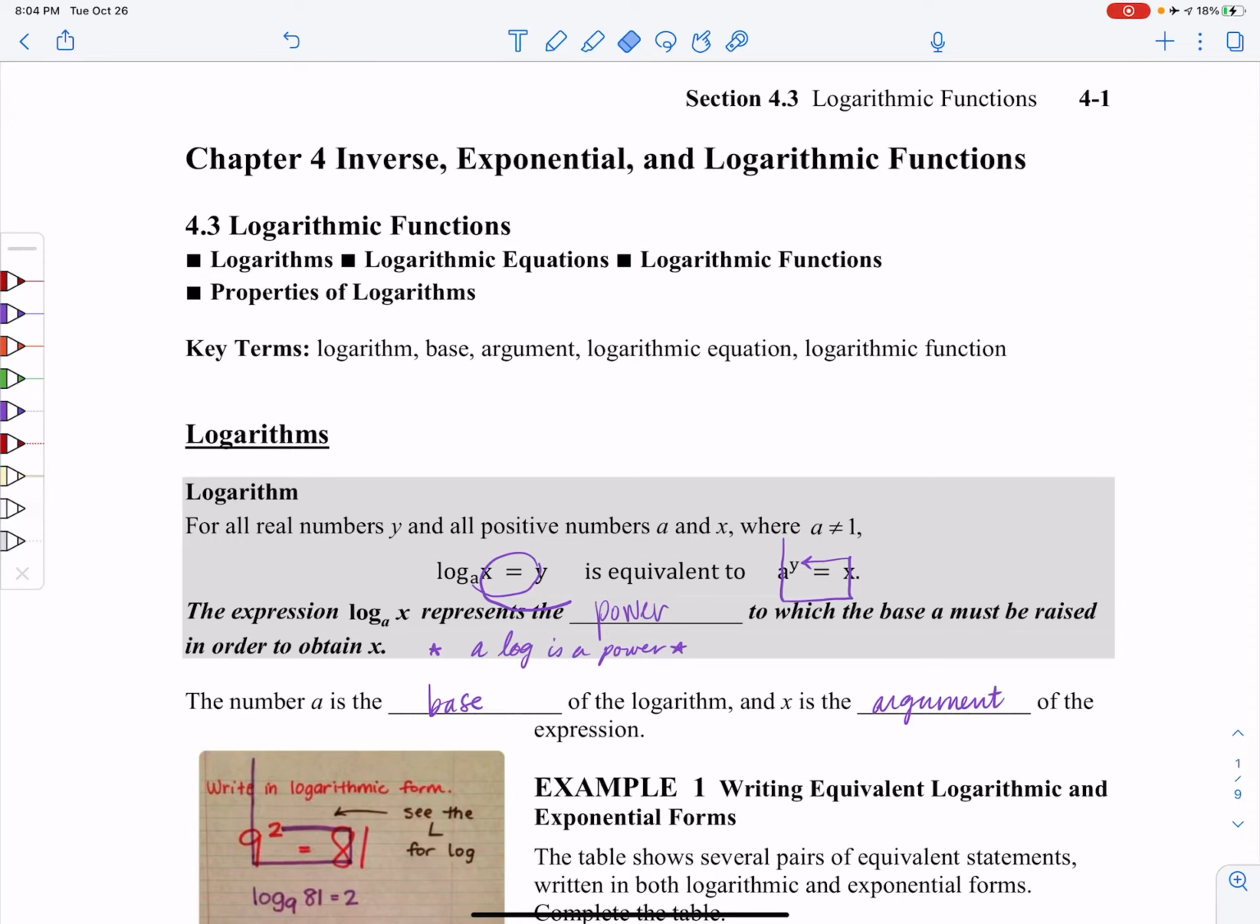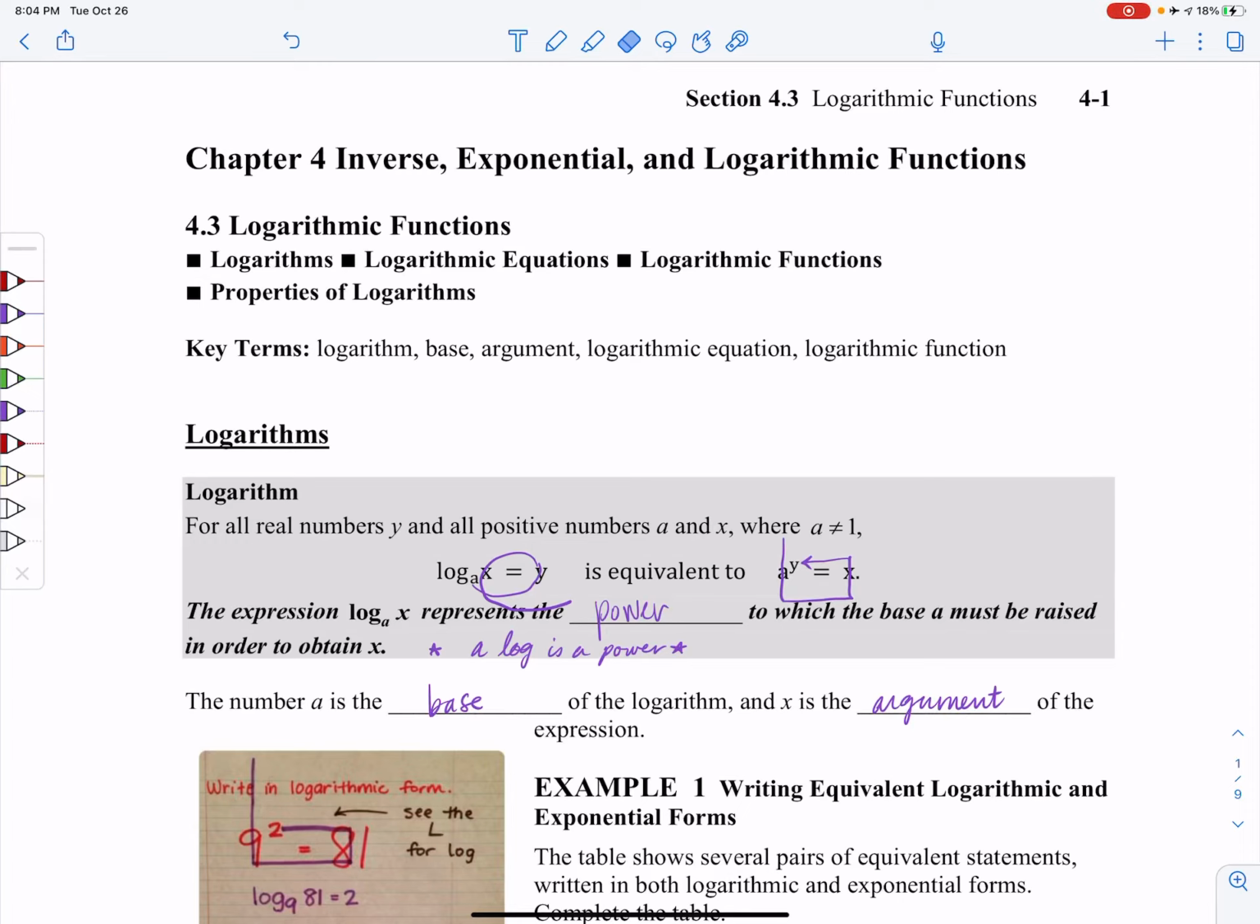All right, so this is the third and final video of section 4.3. So if you would go all the way down to where we're going to talk about some properties of logarithms. Properties of logarithms. So a couple things here.